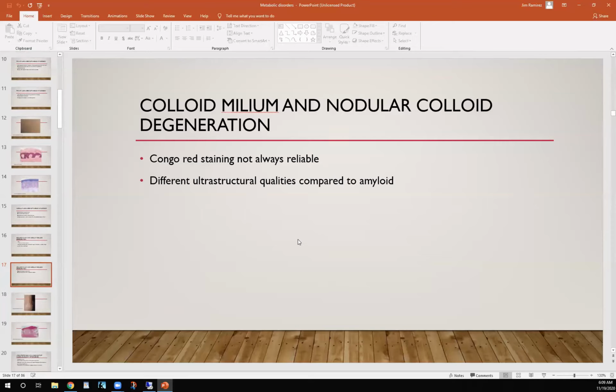Congo red staining is not always the most reliable, so it may help you if you have difficulty under the microscope distinguishing this from amyloid, because amyloid should stain nicely. And you have different ultrastructural qualities. So despite the clinical or histopathologic appearance being pretty similar to amyloid, it actually has different qualities.